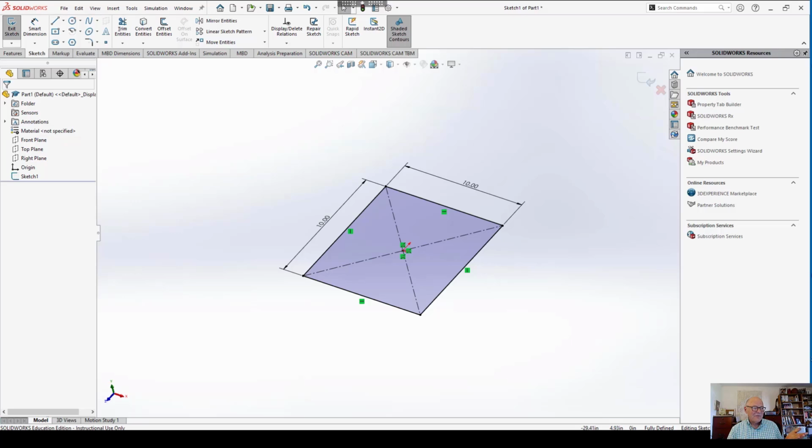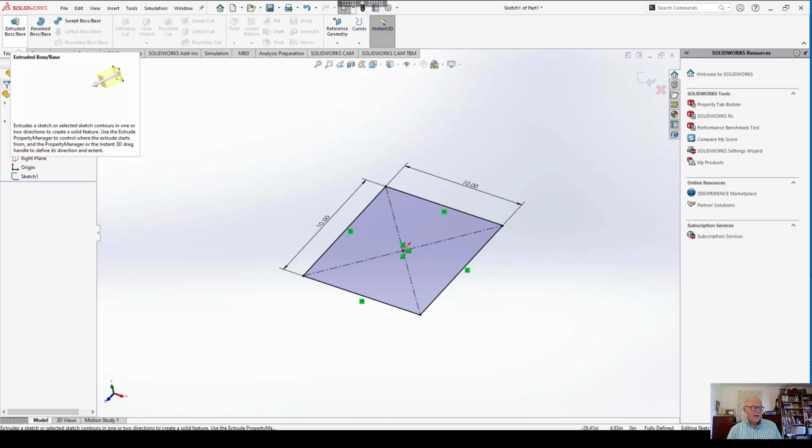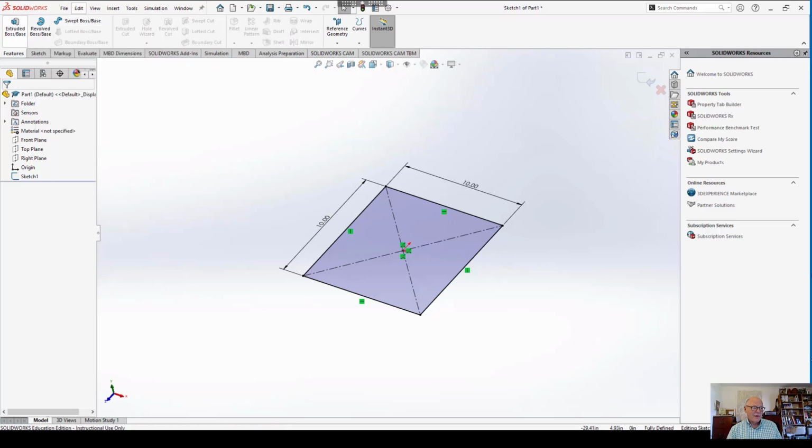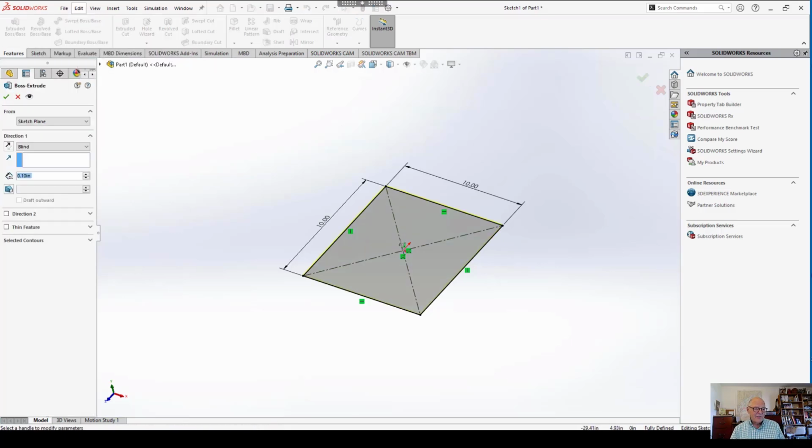I need to go from the sketch tool to the feature tools. The feature tools are the ones that create the actual 3D geometry. I have an extruded boss, revolve and swept, we'll see those later. I do an extruded boss and I can decide I want that to be whatever length I want. I'm going to make it 10.